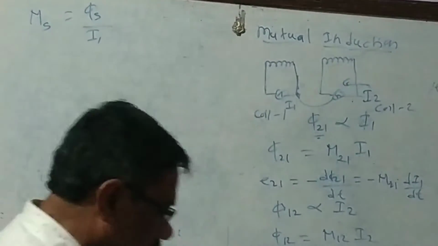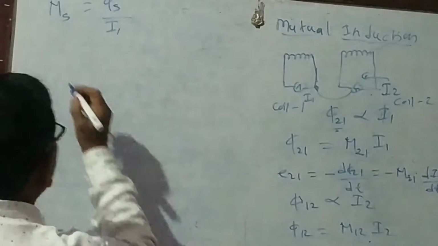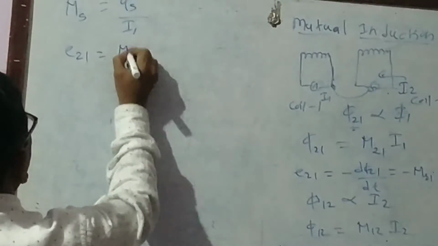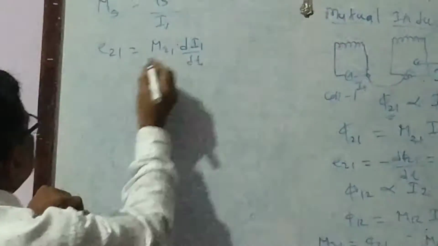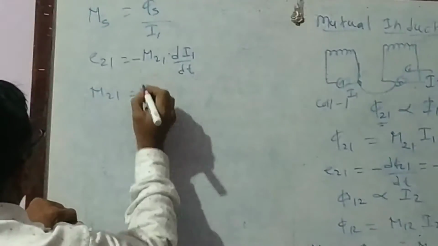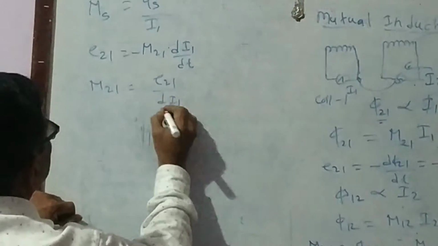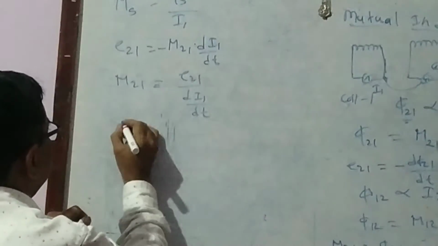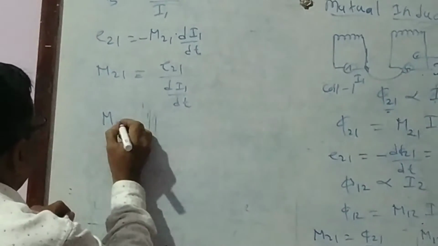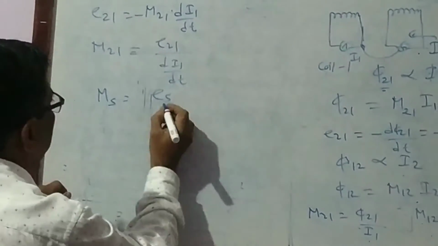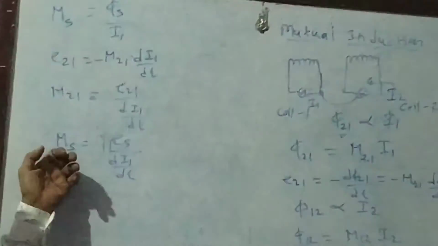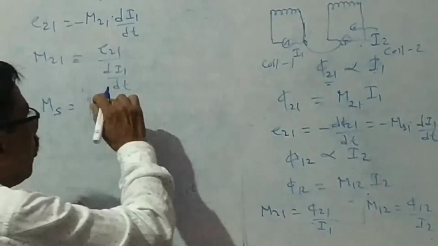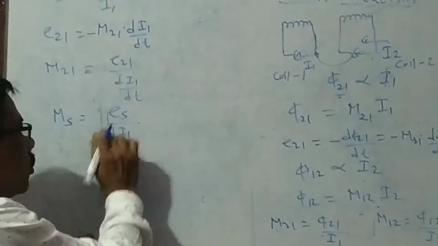Again we have an alternative definition of mutual inductance. As we know, E21 is equal to M21 into dI1 by dt, so M21 is equal to minus E21 upon dI1 by dt, taking only the magnitude. Therefore mutual inductance is defined as the ratio of the induced EMF produced in the secondary coil to the rate of change of current in the primary coil.